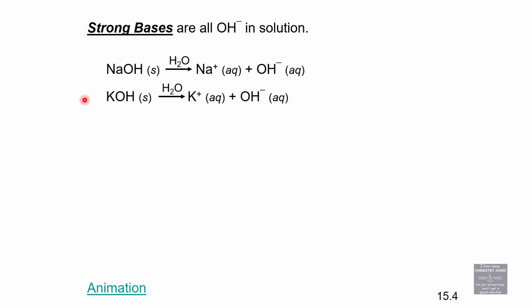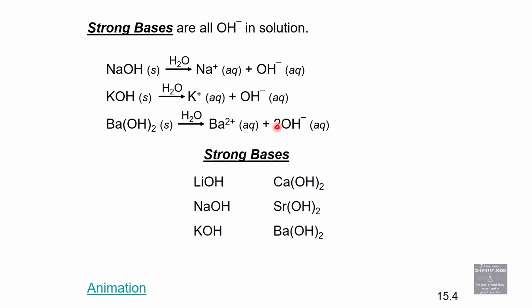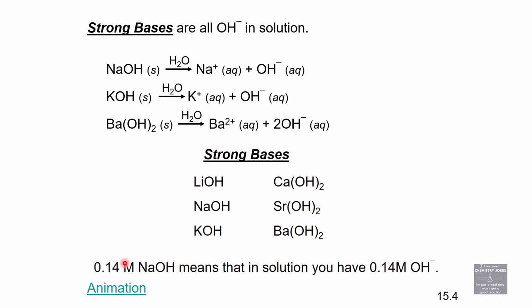Potassium hydroxide is another one that dissociates completely. Barium hydroxide dissociates completely. Note, there are 2 hydroxides in this guy. Some strong bases that you need to know. Lithium, sodium, potassium hydroxide. Those are alkali metals. Calcium, strontium, barium hydroxide. Those are alkaline earth metals. These are strong, means dissociate completely. So if you start out with something that's 0.14 molar sodium hydroxide, you have 0.14 molar hydroxide in solution. You also have 0.14 molar sodium.